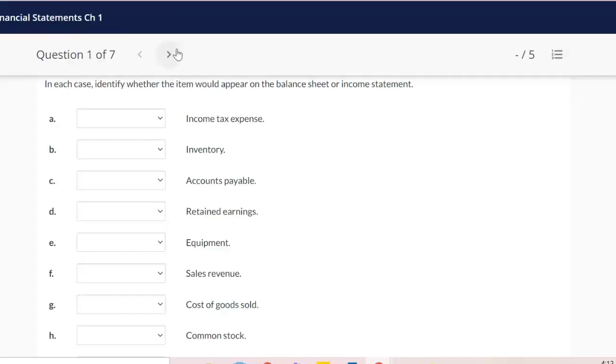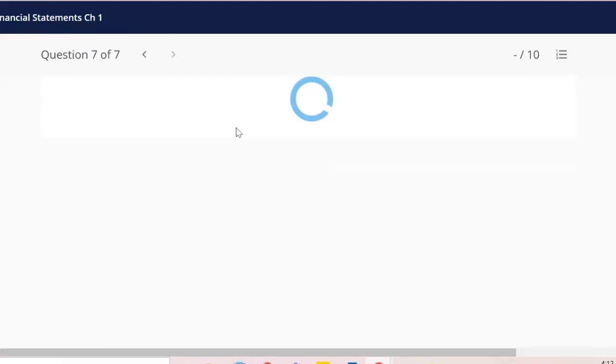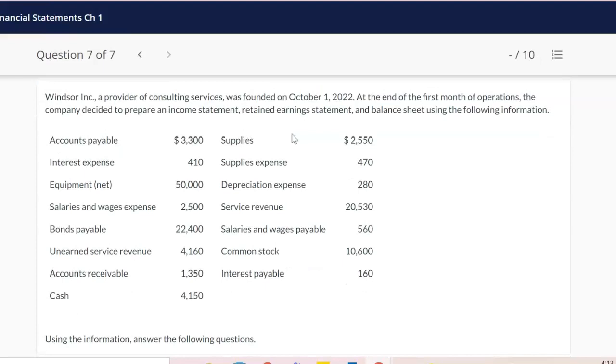The seven. Go to the last one. Okay, seven. Let's go, everybody. You don't have to be on Teams. You have to be on Blackboard. Any class. Okay, I'll read it for everybody.